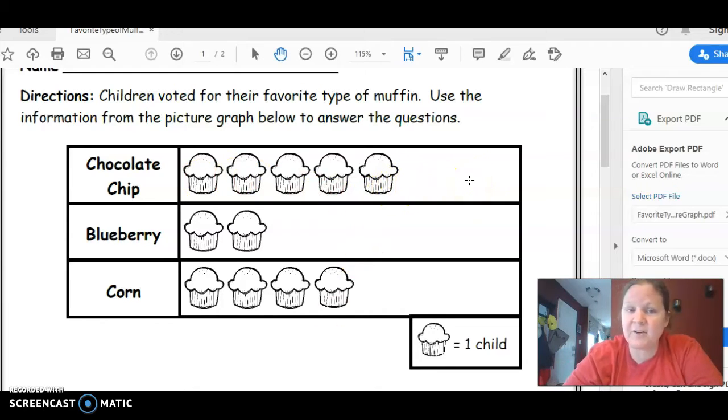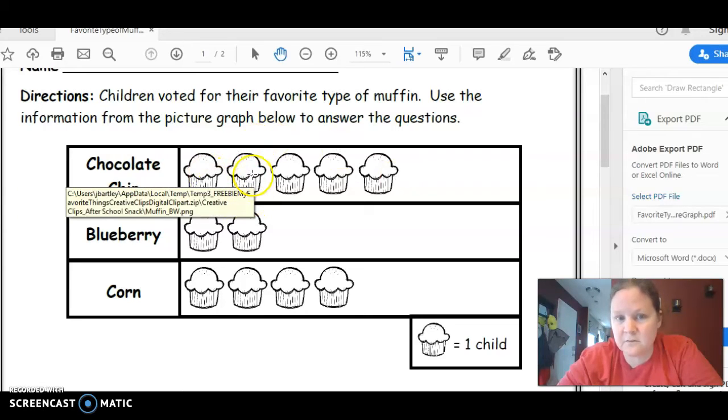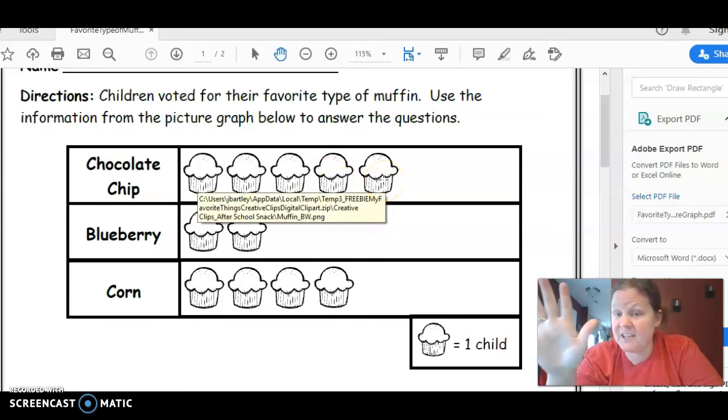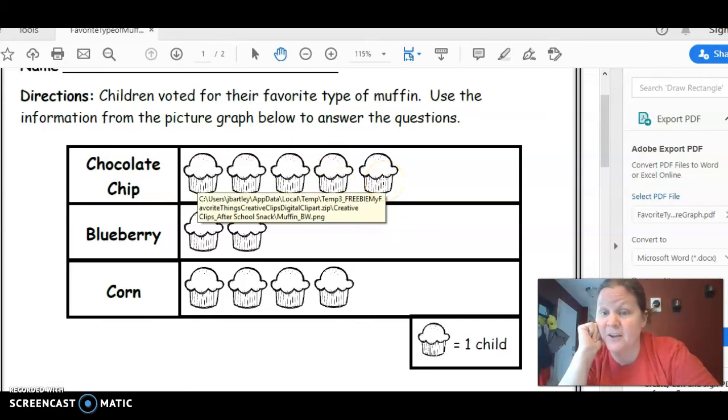So this is another way you can make a graph. I made mine this way. You can also make it this way. You can see this one goes out further than the other ones. It stops here. This one stops all the way back here, and this one stops here. Because it goes out the furthest, I know that it got the most votes. That's what most people voted for. How many voted for chocolate chip? Yeah, 5 kids chose chocolate chip as their favorite.